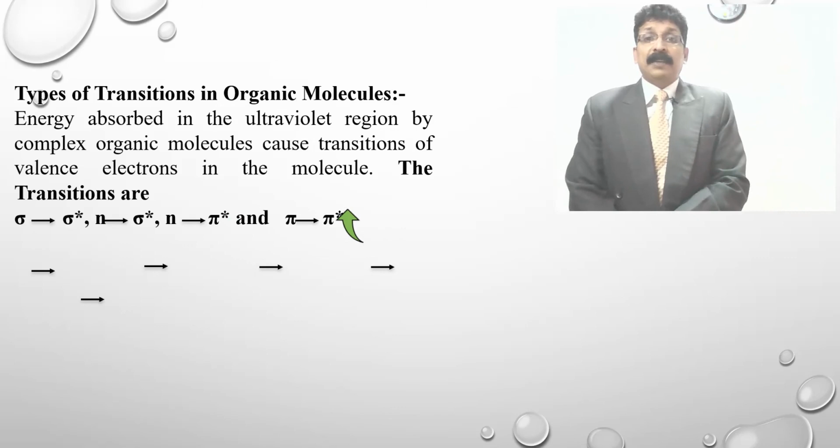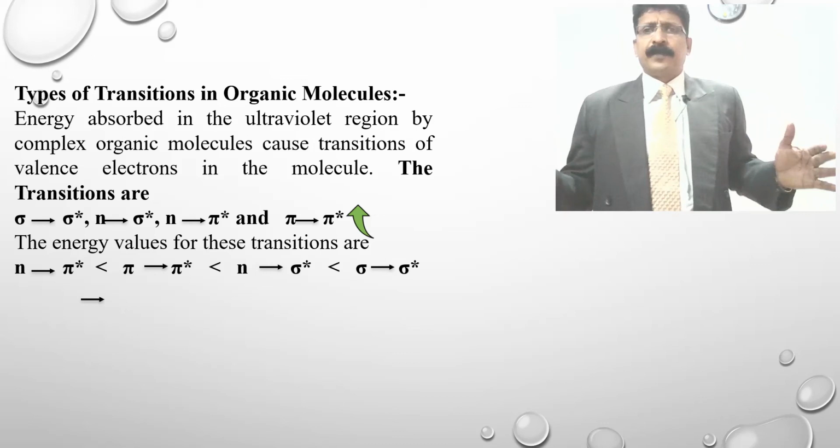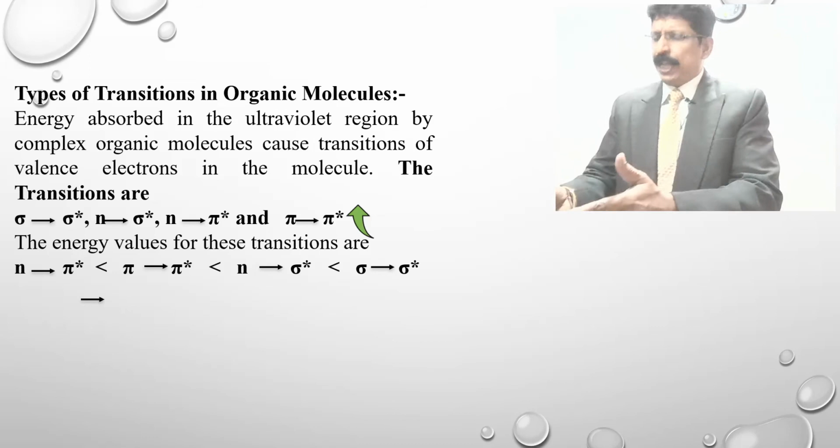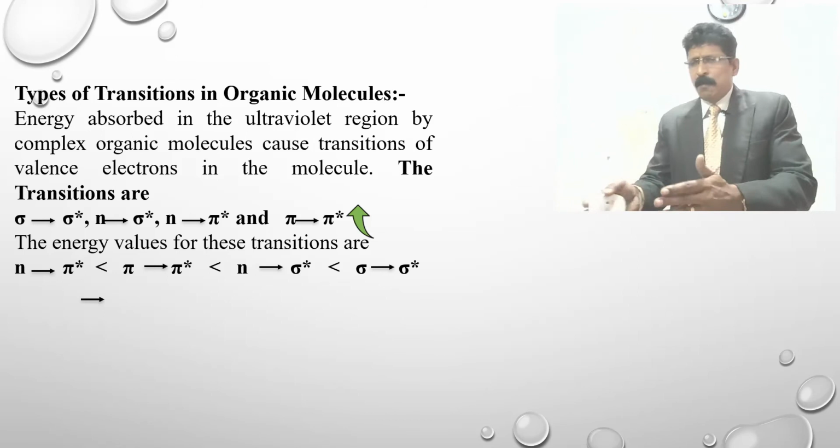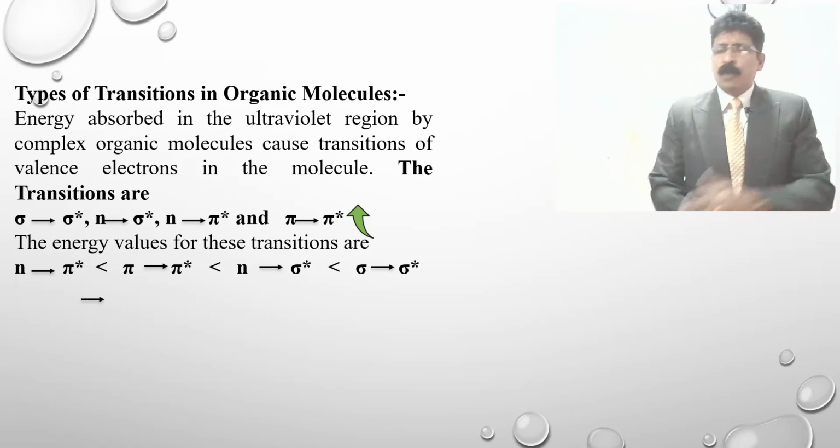And the energy levels of these transitions, what are the energy levels? For example, a sigma bond means you need more energy to get excited, so you are giving short wavelength light. And when you are giving pi bonds, that means double bonds, you need lesser energy for them to get excited, so you are giving longer wavelength of light. This is what we discussed. Don't forget this and keep it in mind.